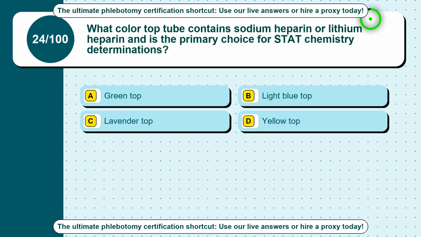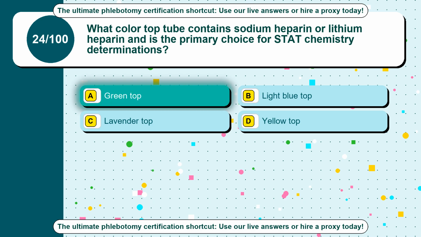Question 24. What color top tube contains sodium heparin or lithium heparin and is the primary choice for stat chemistry determinations? Option A, green top. Option B, light blue top. Option C, lavender top. Option D, yellow top. The correct answer is option A, green top.